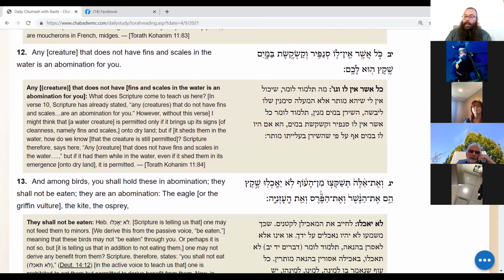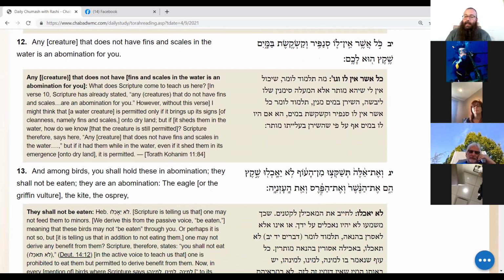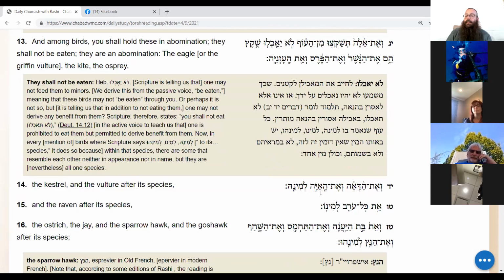And Rashi here says that if you took them out of the water and they lost their fins and scales as you took them out, they're fine, as long as they had fins and scales inside the water. So those are, my friends, our list of all the signs of kosher and non-kosher animals and fish.